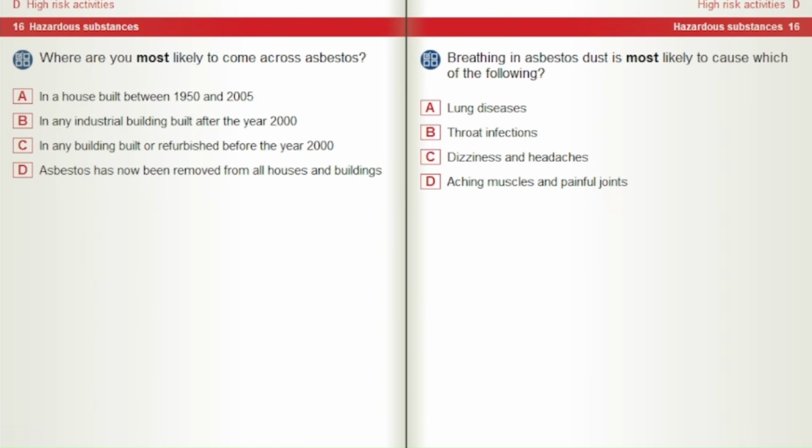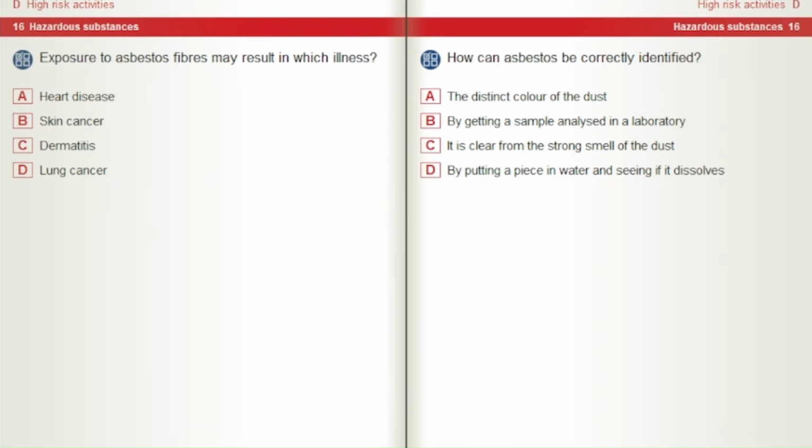Breathing in asbestos dust is most likely to cause which of the following? Lung diseases, throat infections, dizziness and headaches, aching muscles and painful joints. Exposure to asbestos fibres may result in which illness? Heart disease, skin cancer, dermatitis, lung cancer.